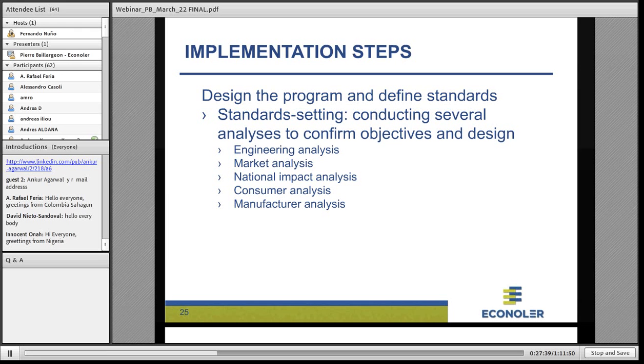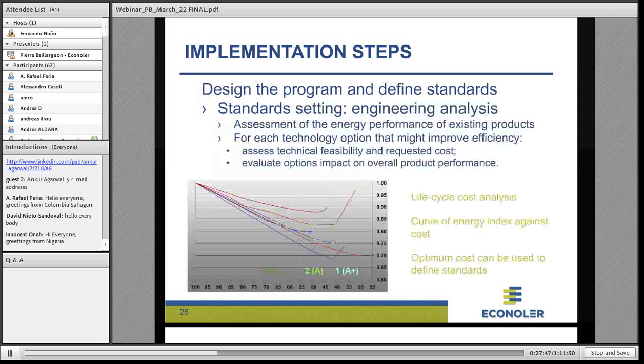Moving on in the implementation steps, we go to the analysis that is required to support the development of the standard and labeling scheme. Here we'll be looking at engineering analysis, market analysis, national impact analysis, consumer analysis, and manufacturer analysis. All those stakeholders and elements should be taken into consideration. In terms of engineering analysis, very often you will try to determine the optimum equipment that can be brought into the market, and that's usually based on life cycle cost.